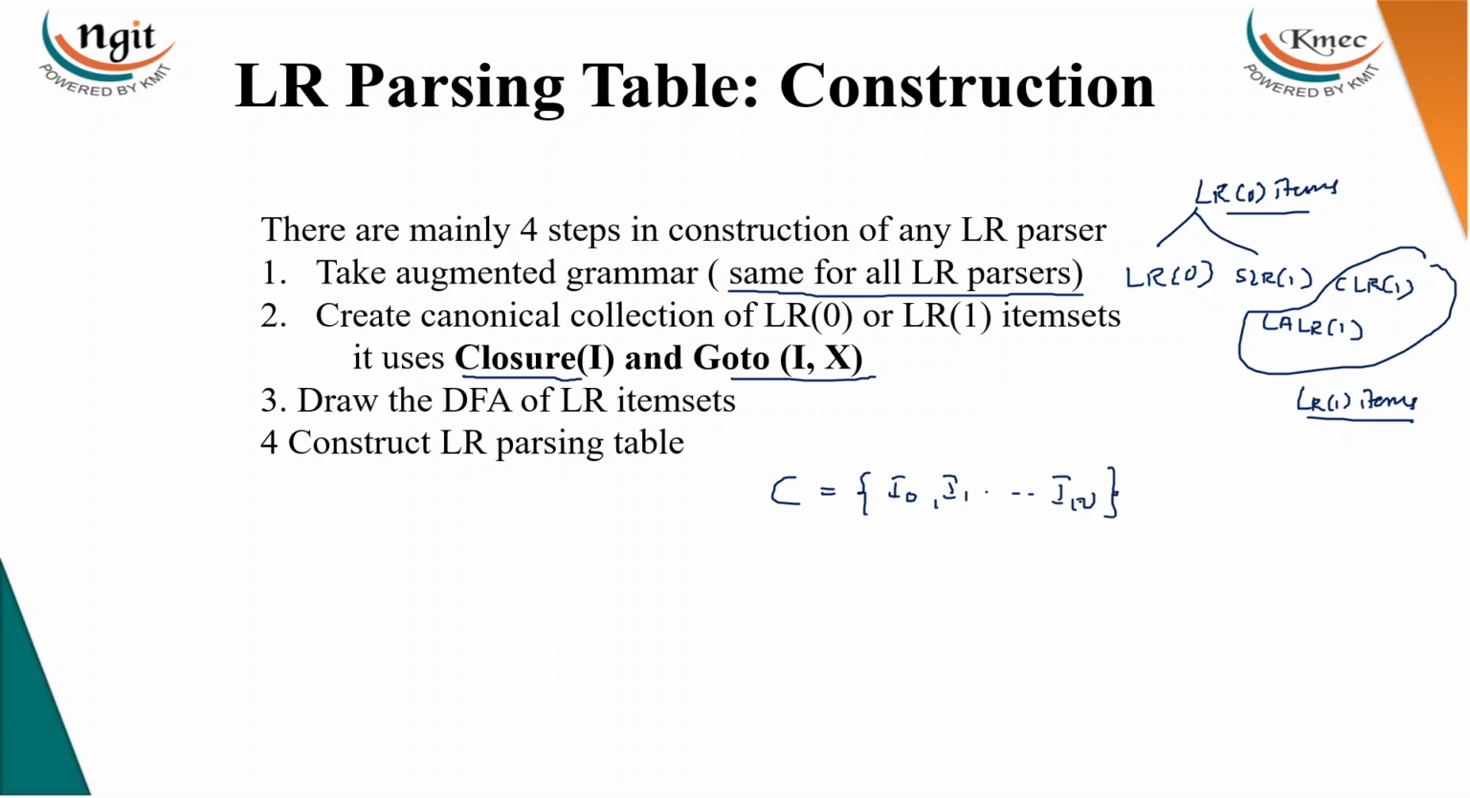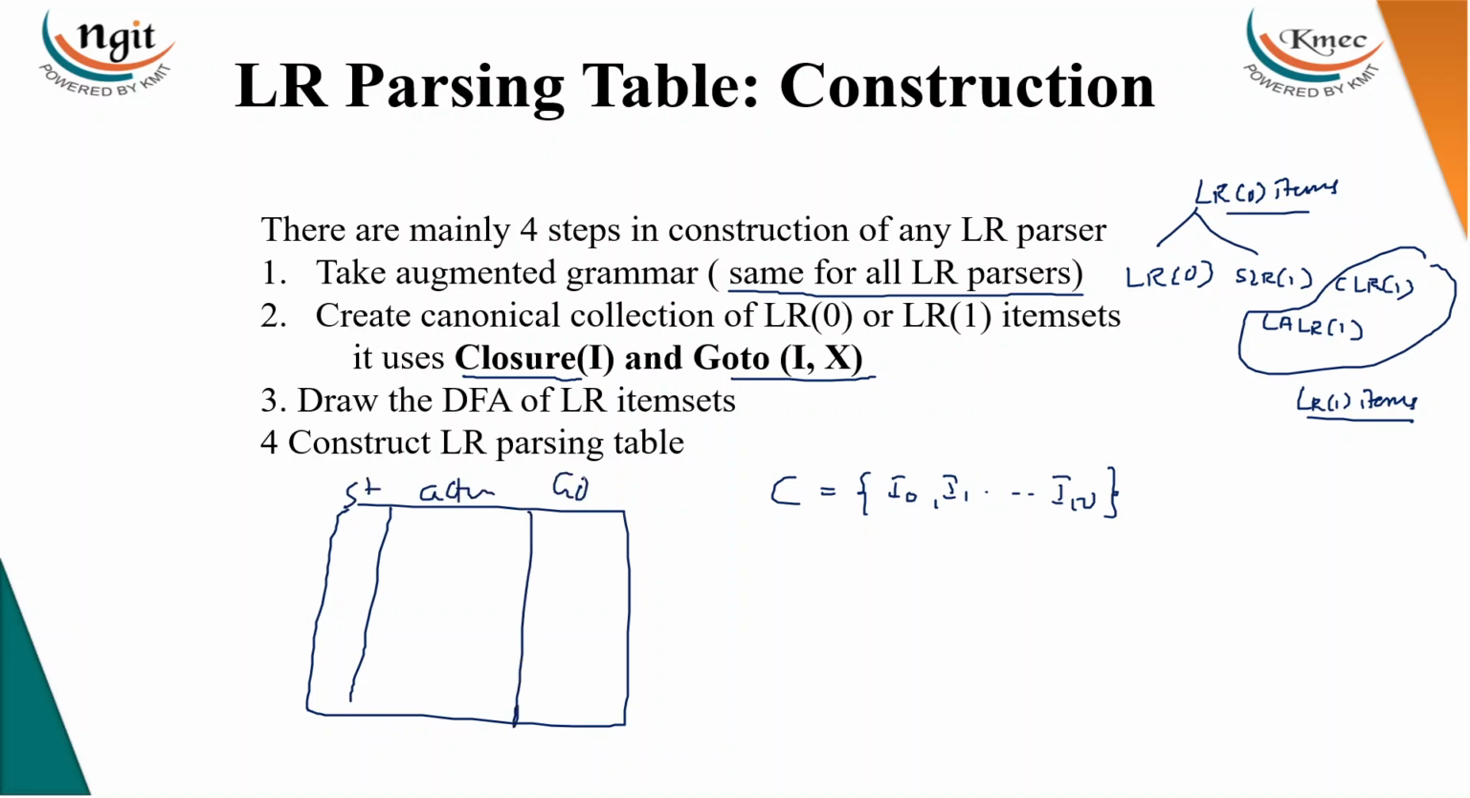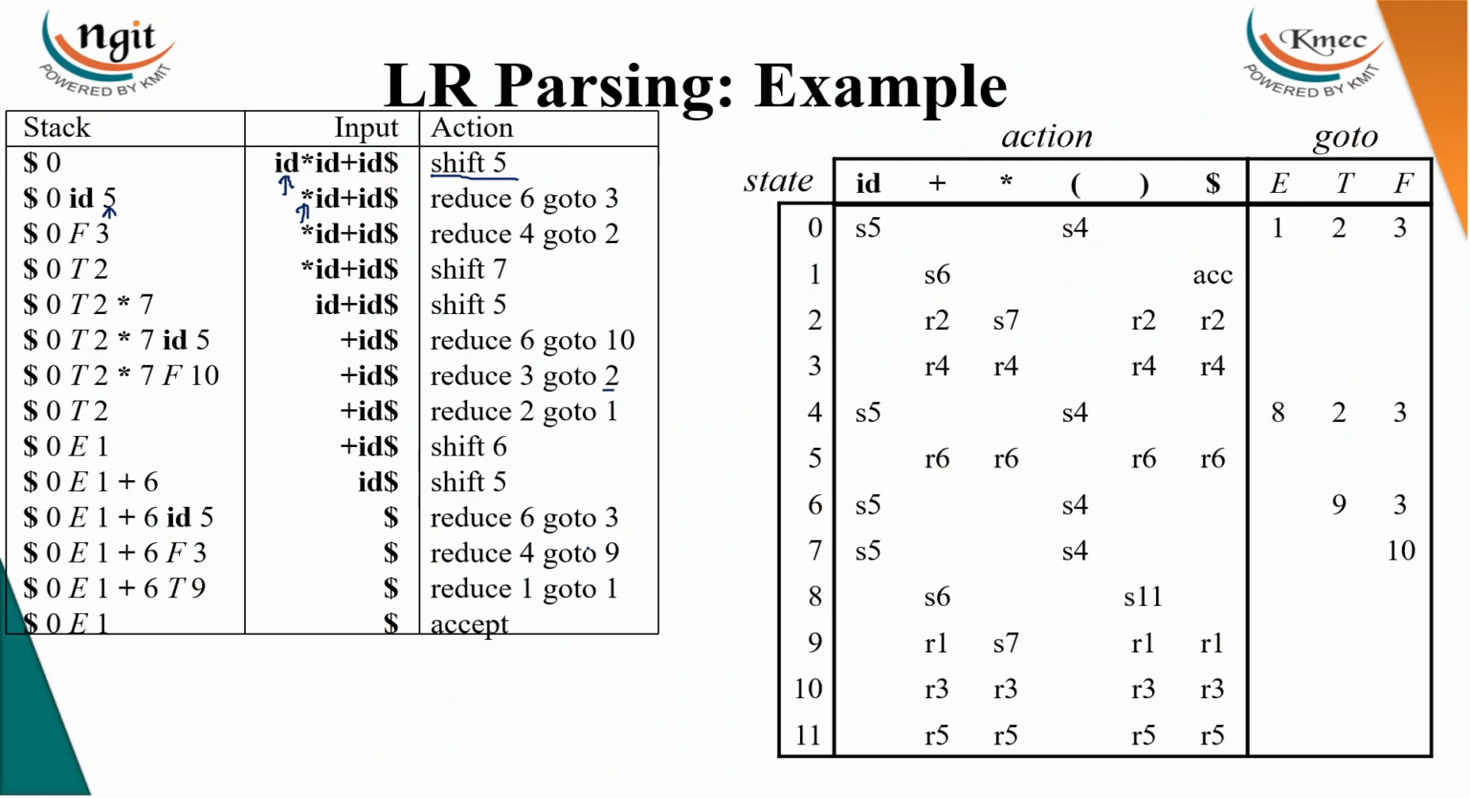Once we have the items, we have to construct the DFA of these items. Once we have the DFA, it is easy to construct the table, which has 3 sections: states, the action part, and the goto part. In the action part, we perform only 4 actions: shift, reduce, accept, and error, which we have already discussed. In goto, we just write down the numbers. That's it. For a given grammar, how to construct it, that we'll discuss. Don't worry about that.